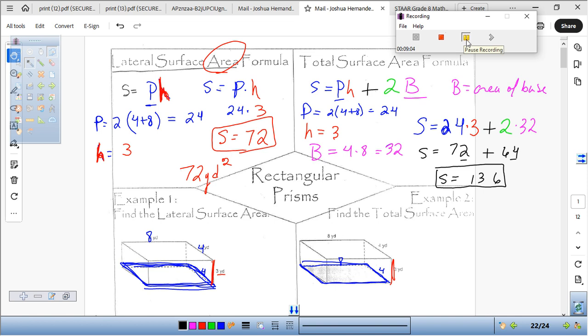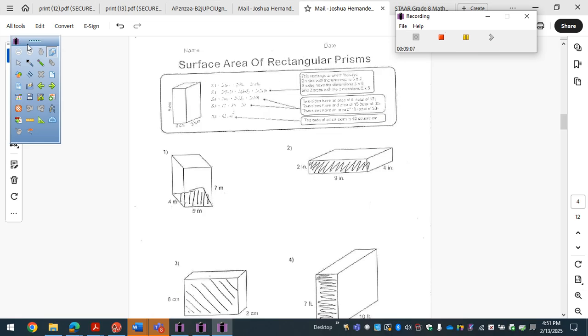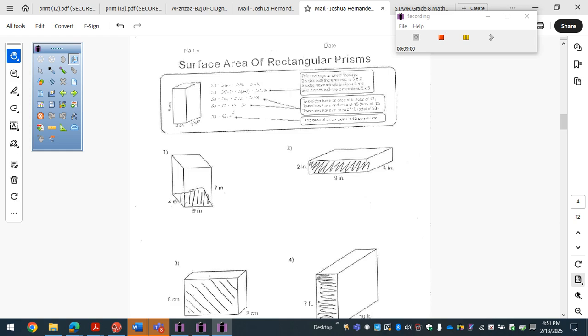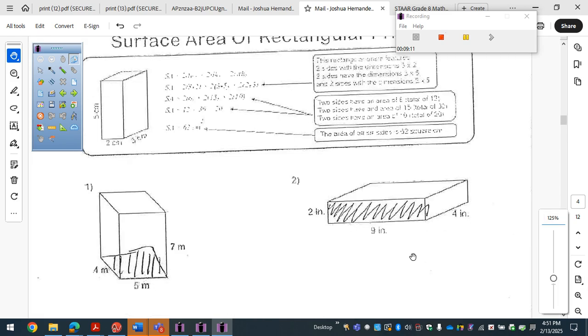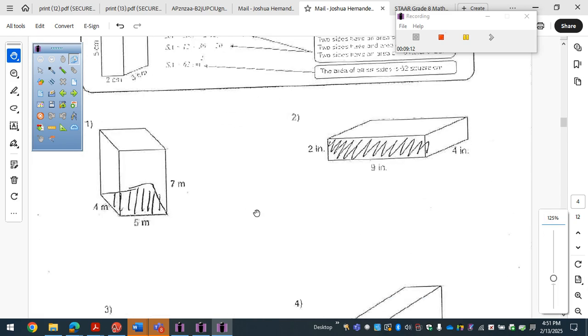Hold on. Okay, so we have this handout here. We're going to continue with this. What I'm going to do is zoom in, and this handout here has work out here, but we're not going to use it. But we're going to come out here and just set it up, and I'm expecting y'all to go back in the calculator and get the correct answer.